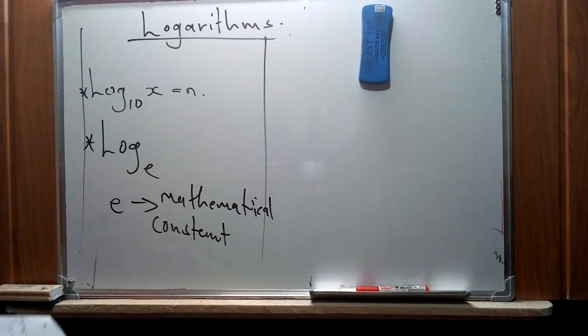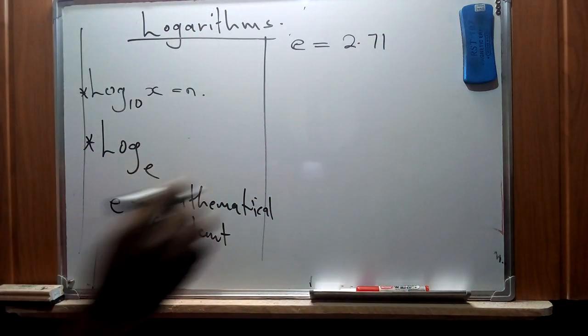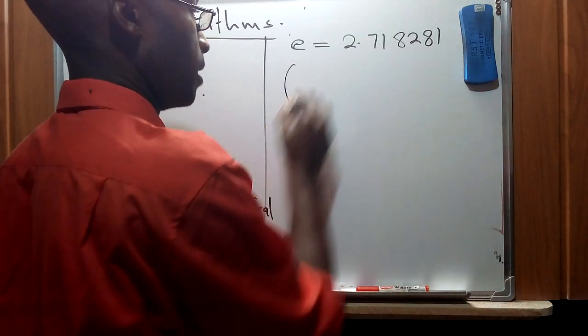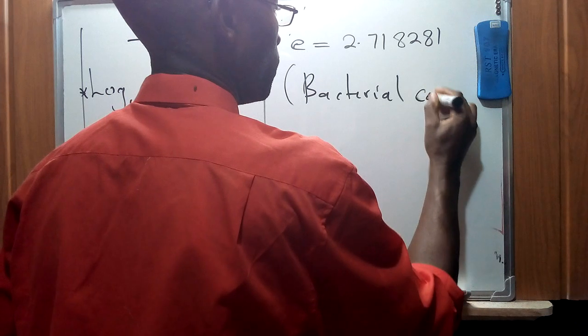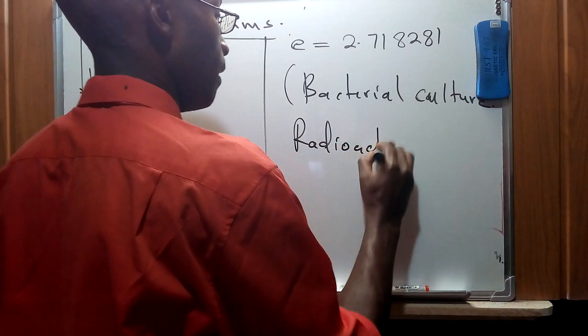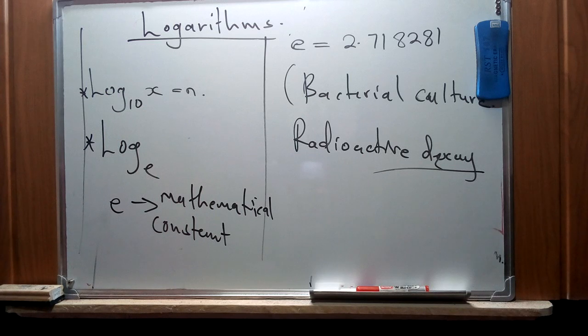This constant has a value which, just giving an approximation, is e equals 2.718281. This e refers to the base of the natural logarithm, and is used in problems relating to exponential growth and decay. Of course, we see this in processes like a bacterial culture in biology, trying to determine the number of bacteria in a culture medium, or in radioactive decay and other series which assume that form. Natural logarithms are applicable in solving problems relating to such equations.